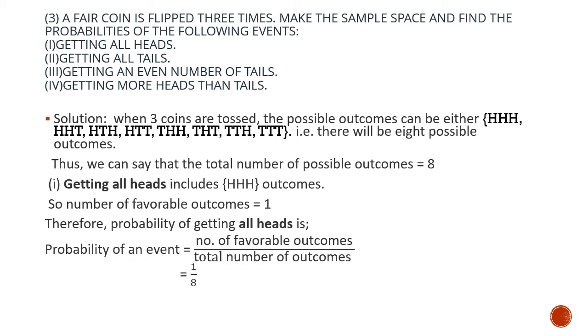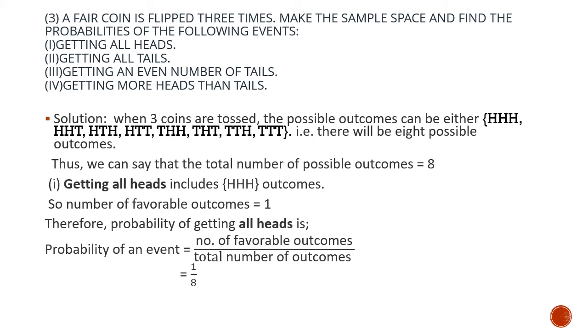Now let's take this third example. A fair coin is flipped 3 times. All right. Previously what have we seen? We have seen coin flipping only 2 times. In this example, fair coin. Again the word fair, which is unbiased, which means the heads and tails, the 2 possibilities, have equal chances of appearing on the coin. We are not taking any bias or anyone's side.